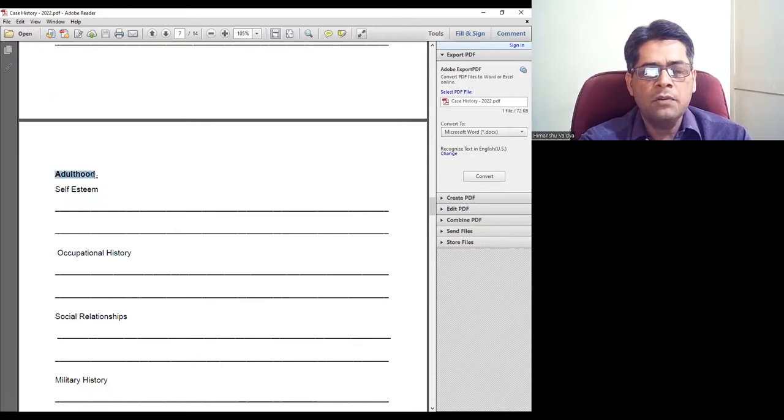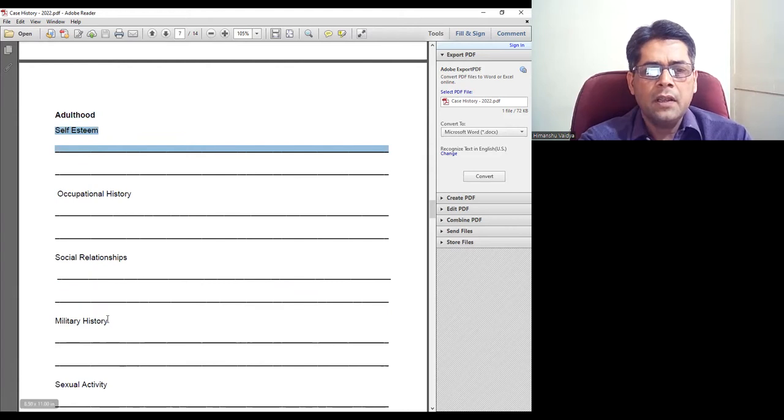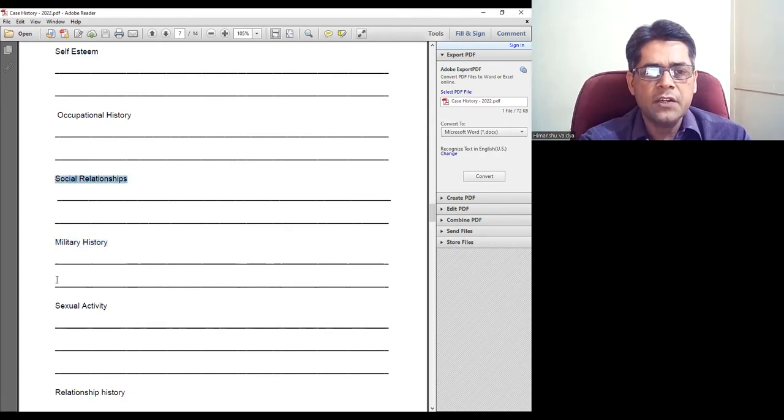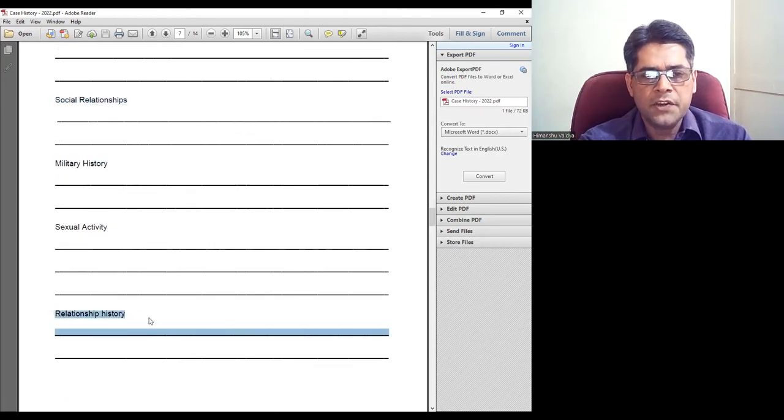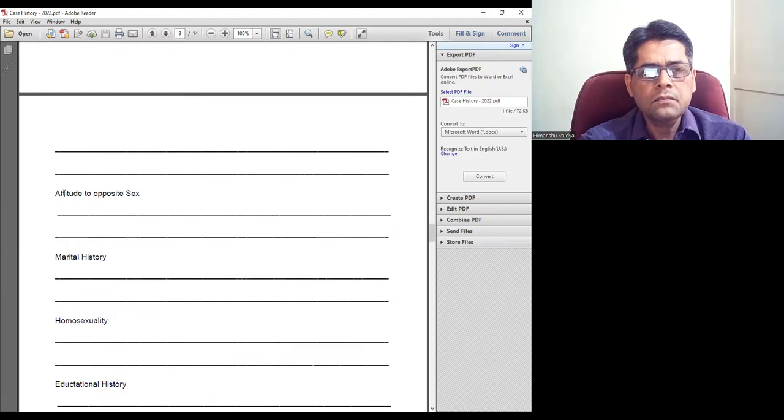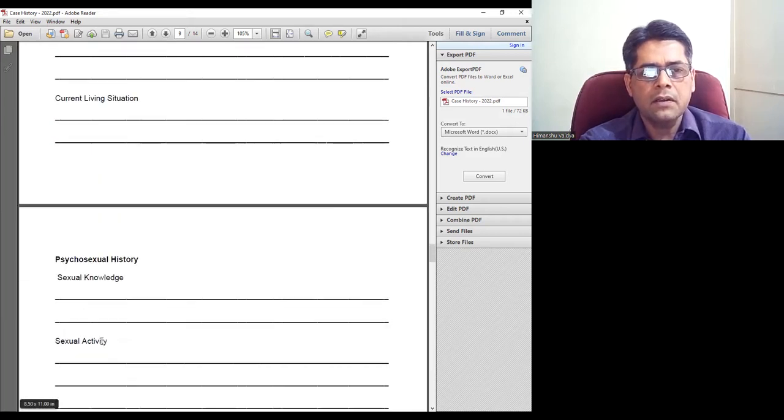Then we come to adulthood. We ask about self-esteem, occupational history. If military service is compulsory in your country, then military history. Social relationships, sexual activity, relationship history. Attitude to the opposite sex, if the person has been married, homosexuality, educational history.